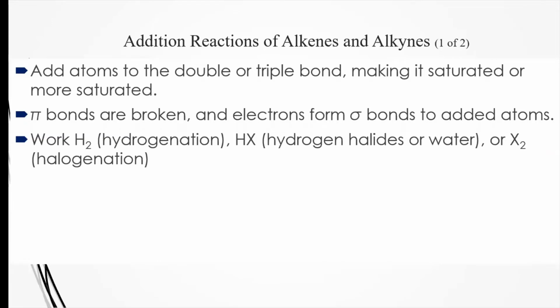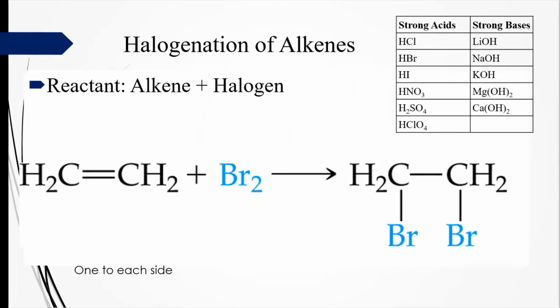Last week, we talked about that there are these addition reactions for our alkenes and our alkynes. We just didn't talk about exactly what they look like. And so we're going to go through those a little bit more in depth now. So there's halogenation of alkenes. And halogenation, what that means is we need to add in halogens.